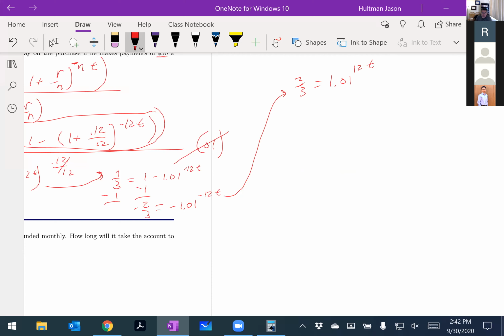Well, we have to use something called a logarithm. What we do is we take the log of both sides. So I take the natural log of 2/3 is equal to the natural log of 1.01 to the 12t. We'll just ln both sides, and that allows me to put the 12t in front. So I get ln 2/3 is equal to 12t times ln 1.01. And now what I can do is divide by 12 ln 1.01.